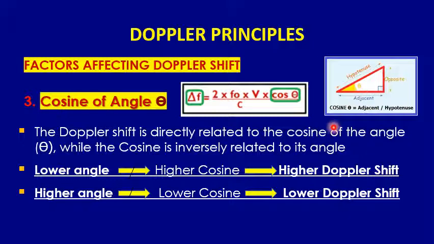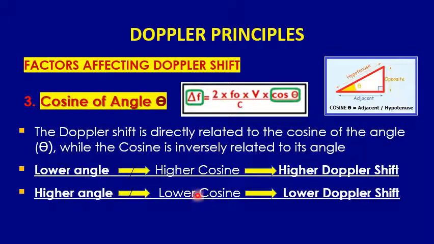It's well known that the cosine is inversely related to the angle itself. So if I have a lower angle, for example, angle 20 or angle 30, I'll get a higher cosine. Higher cosine gives me, as we see here, a higher Doppler shift. Opposite to that, if I have a higher angle, close to 80, for example, or 70, what happens? I'll get a lower cosine, and a lower Doppler shift. What if I have a higher angle that's closer to 90?